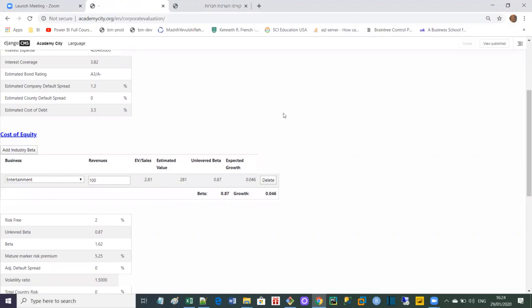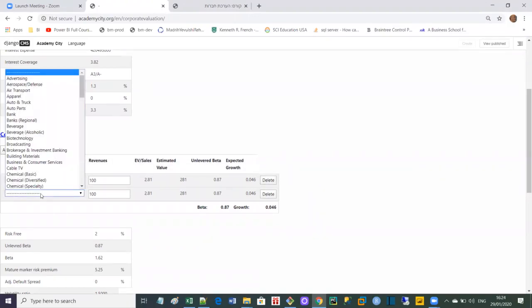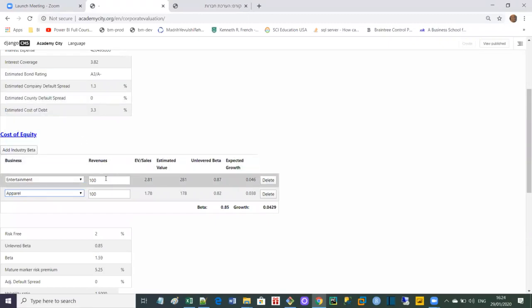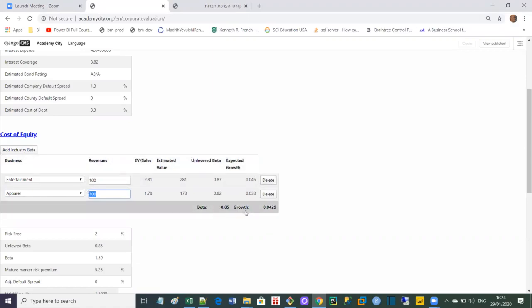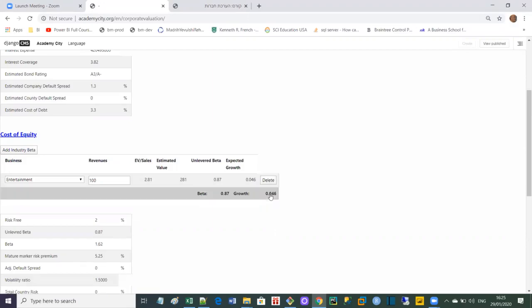If the company is operating in several industries, as we said, you should add another industry by clicking here and choosing the second industry. I'm just making it up. Let's say it's apparel. And then you just put how much revenue the company is generating from each segment. It will automatically do a weighted average of the beta and the weighted average of the growth rate. For now, we don't really need it. We know that they are mostly in entertainment, and we're assuming most of the income is from entertainment.